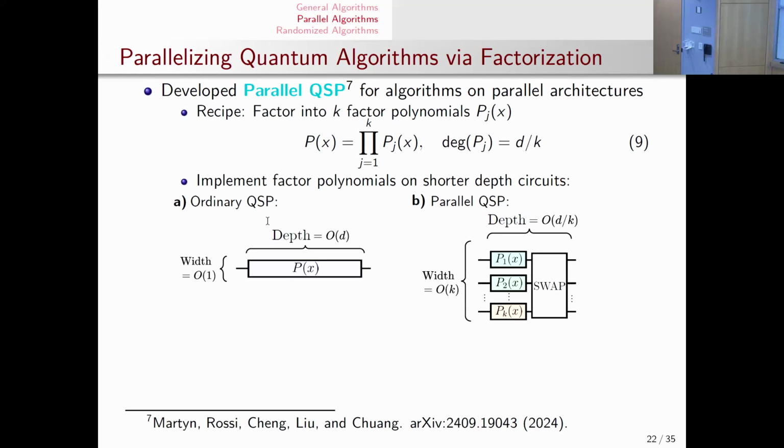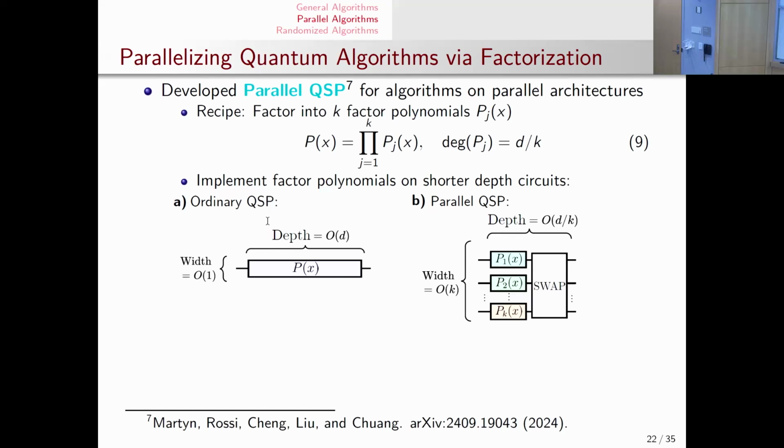So if we were to just directly implement this polynomial as an ordinary quantum signal processing sequence, the depth would scale as the degree of that polynomial. Like I mentioned earlier, we have x rotation, z rotation, x rotation. We need d of those, and so that would be equivalent to a circuit of depth d. And on the other hand, in parallel QSP, we can implement each of these factor polynomials, U_j, in parallel, where each of these factor polynomials has degree d over k.